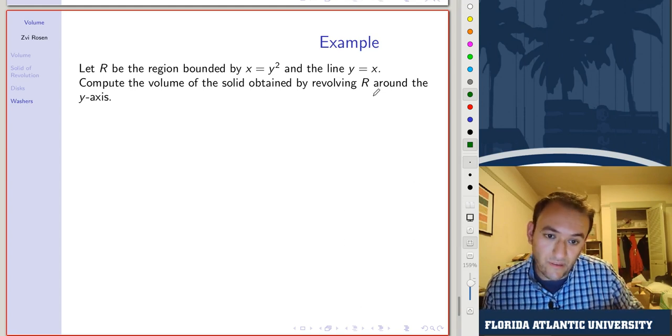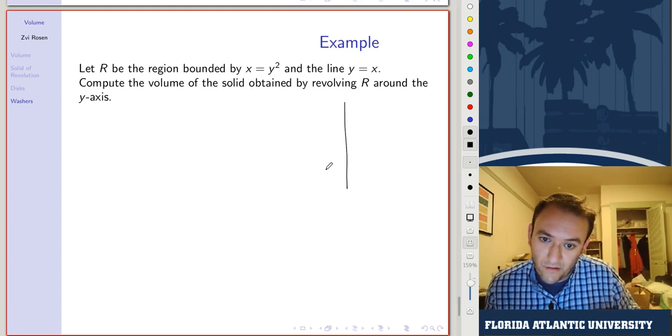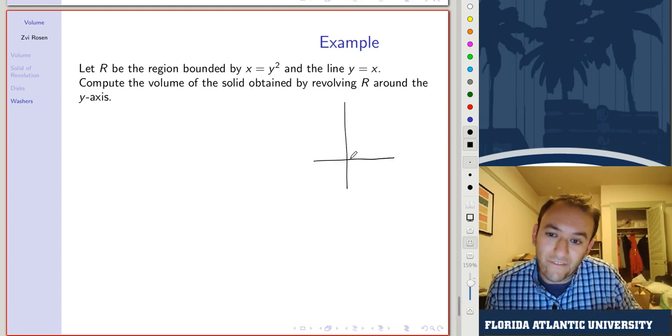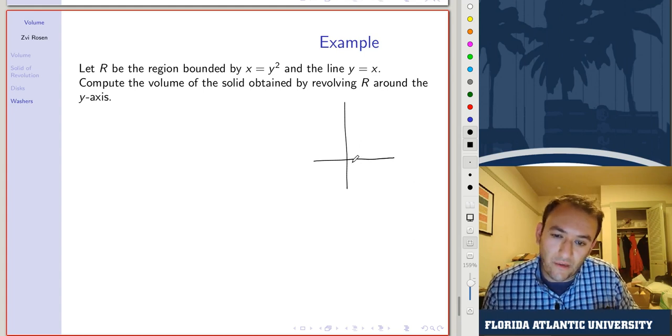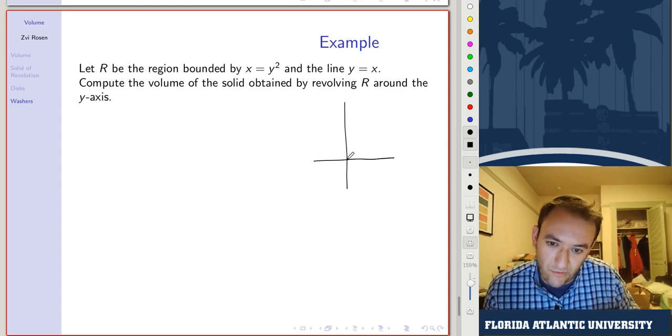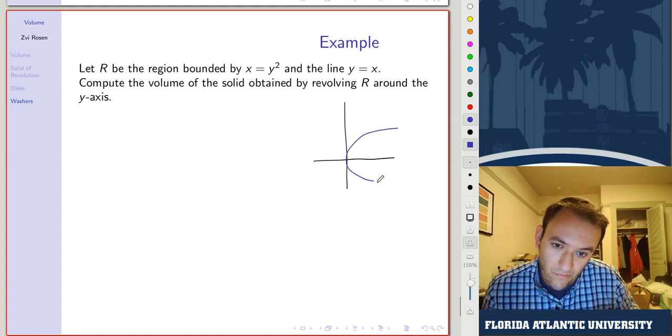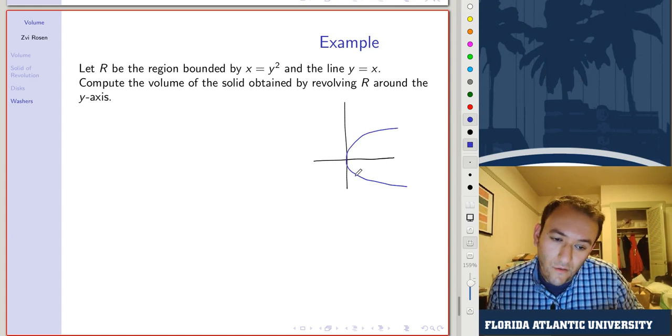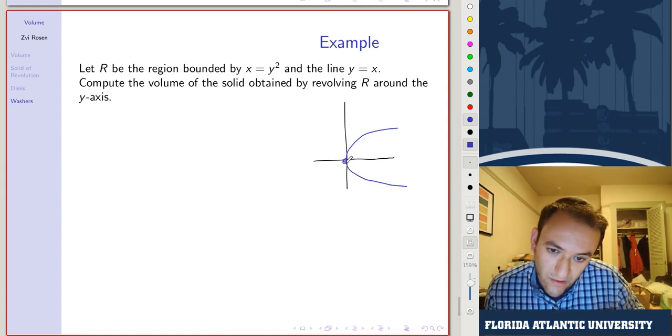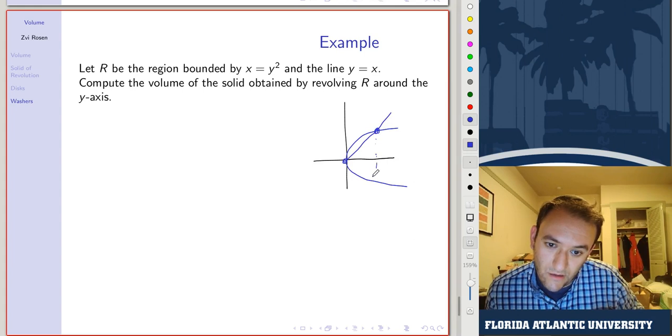So as we always do with these problems, first thing we have to do is draw the region. Okay, so here's our axes. We have x equals y squared. Okay, so y equals x squared is a parabola pointing up, so x equals y squared is a parabola pointing to the right. So let's draw that. Okay, that's x equals y squared. The line y equals x, that we're familiar with. It hits here and here. Okay, this is x equals 1 and y equals 1.